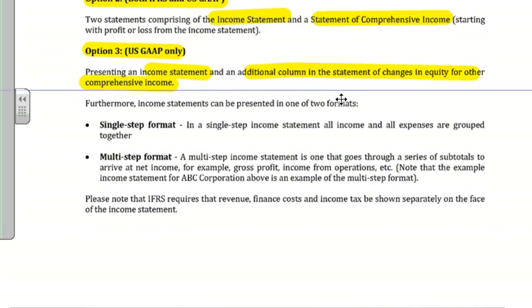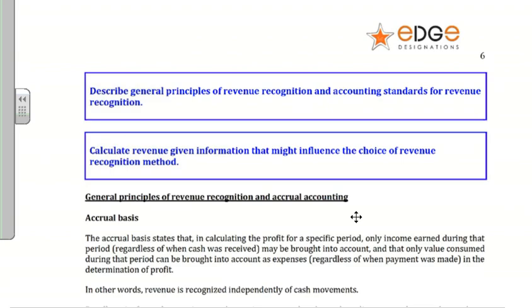The income statement can be presented in one of two formats: a single-step format, where all income and expenses are grouped together, or a multi-step format, a series of subtotals. After each section you total those together to come to net income, another section, another subtotal for gross profit, etc. Okay, moving on to page 6.